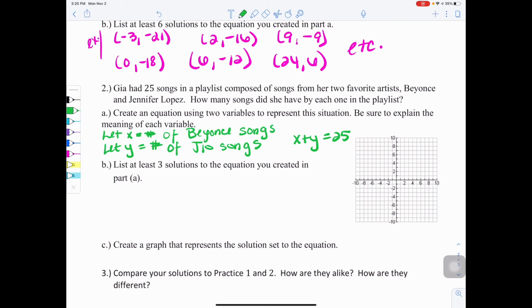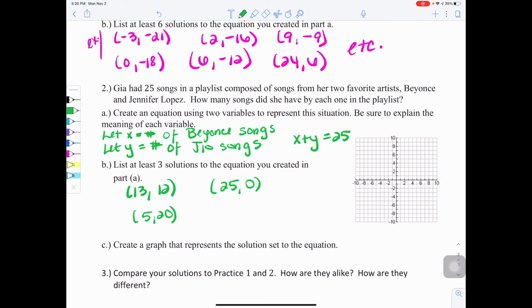And then I wanted you to list at least 3 solutions to the equation that you created. So I specifically had 13 and 12. I had 5 and 20. And I wanted to purposely pick one where one of them was 0. It is possible that you have only Beyonce songs or only J-Lo songs in that list. Okay, and it'll help give you a place where you can tell what the graph is going to look like. But again, these are just examples. There's other options.